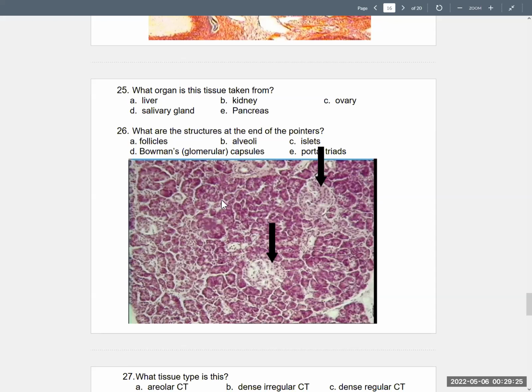This looks like an organ with something embedded in it. Okay. The islets are where we have the endocrine function producing glucagon and insulin.